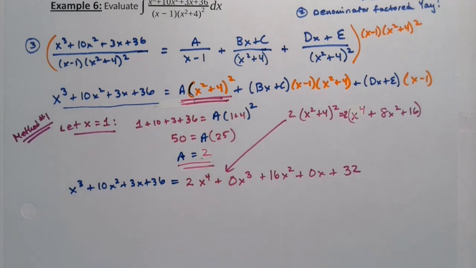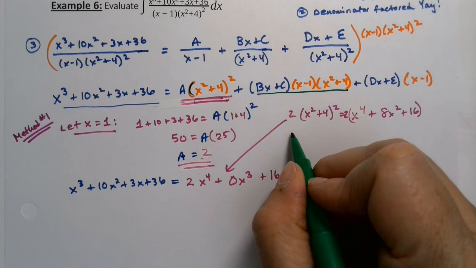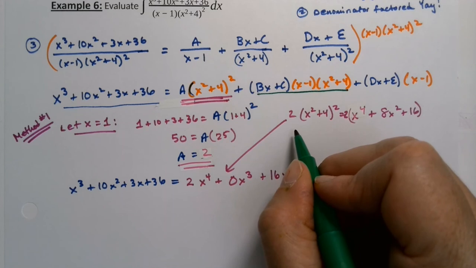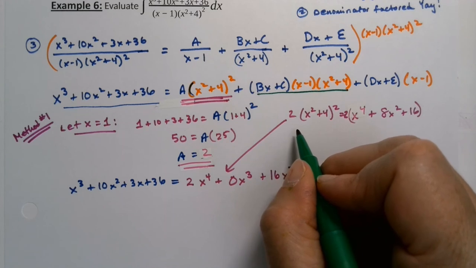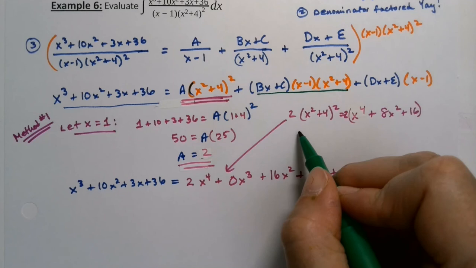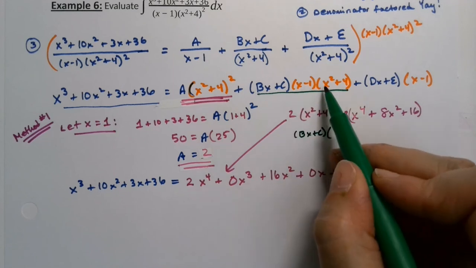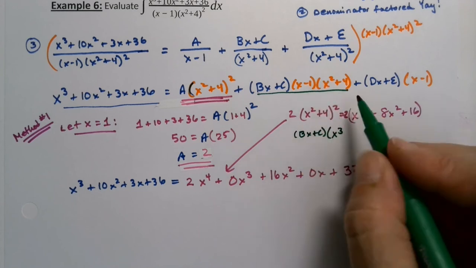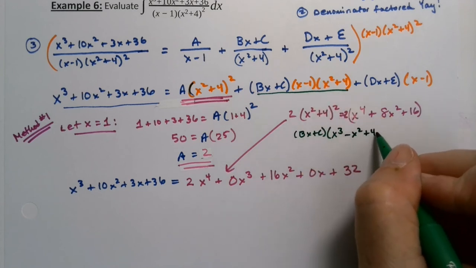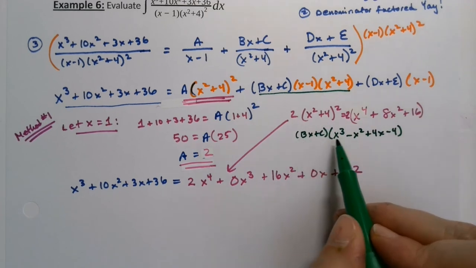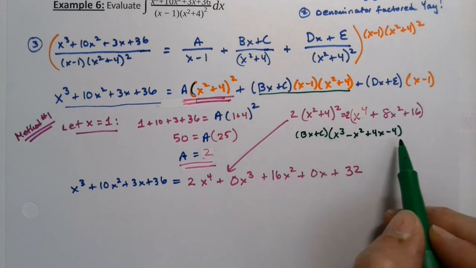All right, so now let's do the next bit. I'll do that in this green color here. So the green part, if I take bx plus c and multiply it by x minus 1 times x squared plus 4. Let me write that out. That's bx plus c times, and this FOILed out would be x cubed minus x squared plus 4x minus 4, like that. So it's really bx times all of those things, and then c times all of those things.